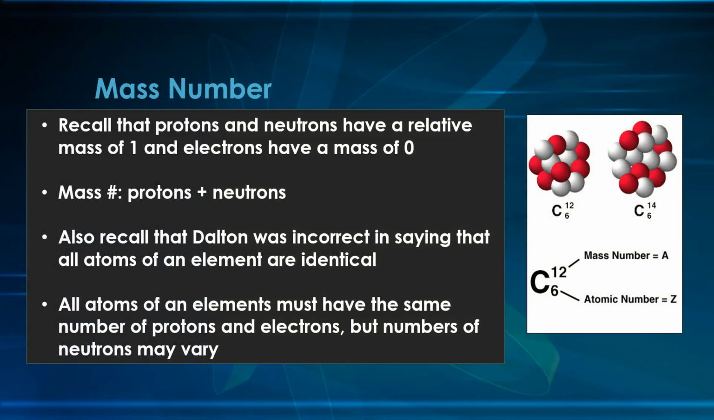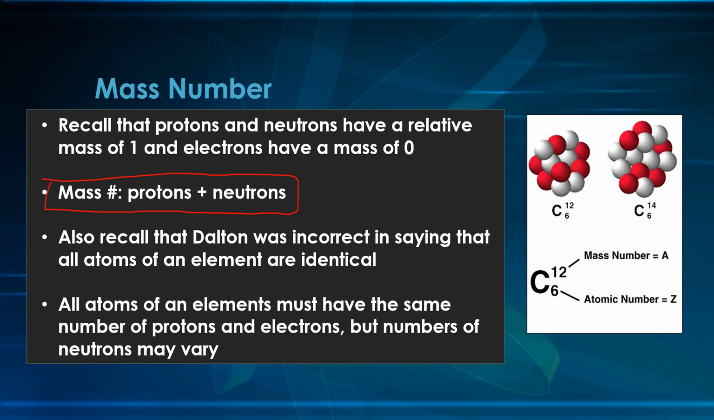Next up is mass number. Recall that protons and neutrons have a relative mass of 1 and electrons have a mass of 0. Relative mass meaning that for every 1 proton, the mass of a neutron is nearly equivalent. The next thing that I want you to know is that the mass number that you see is equal to the number of protons plus the number of neutrons. And that's really important, so I want to make sure that you have time to write that down. Mass number is equal to number of protons plus number of neutrons.